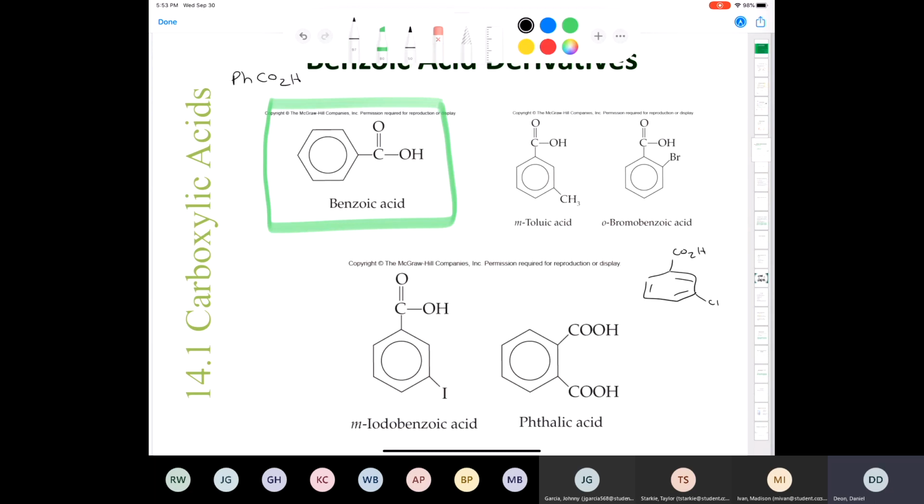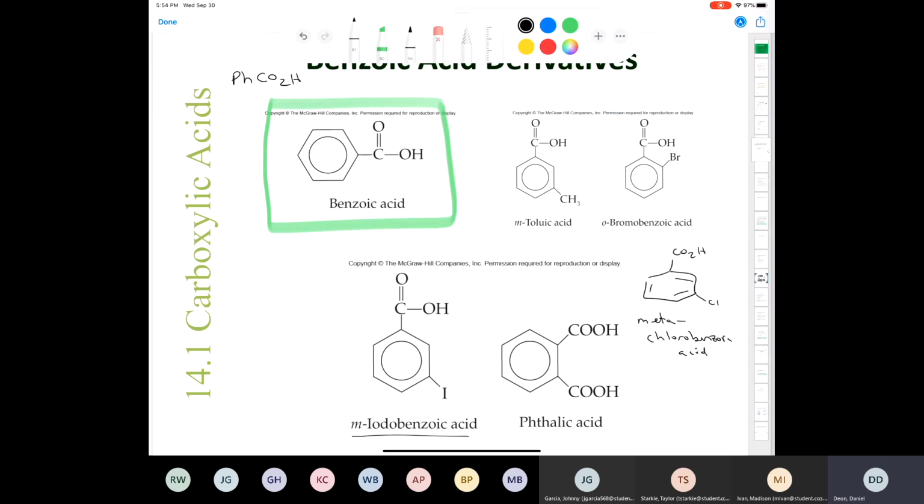Could somebody give that compound a name? Not a trick question. What would the name of this compound be? Anybody have a name for this guy? Yeah, it would be metachlorobenzoic acid. Exactly. So what Johnny said, he says it would be metachlorobenzoic acid. Absolutely. Okay. And I maybe could have picked a better example because we have meta-iodobenzoic acid right here.